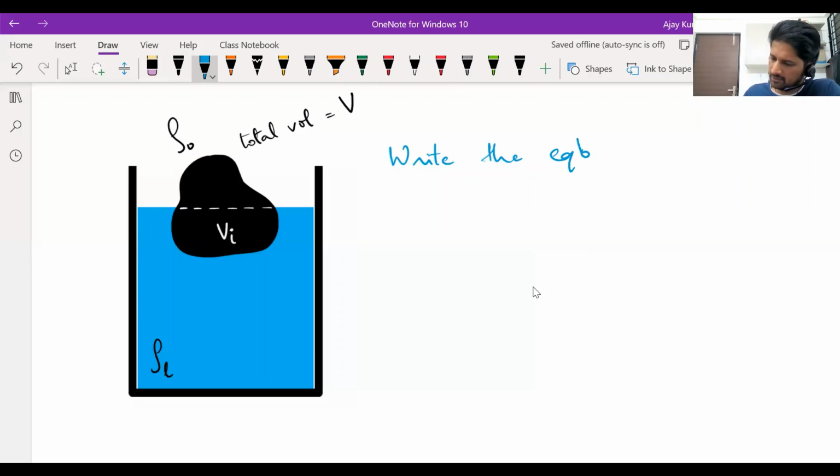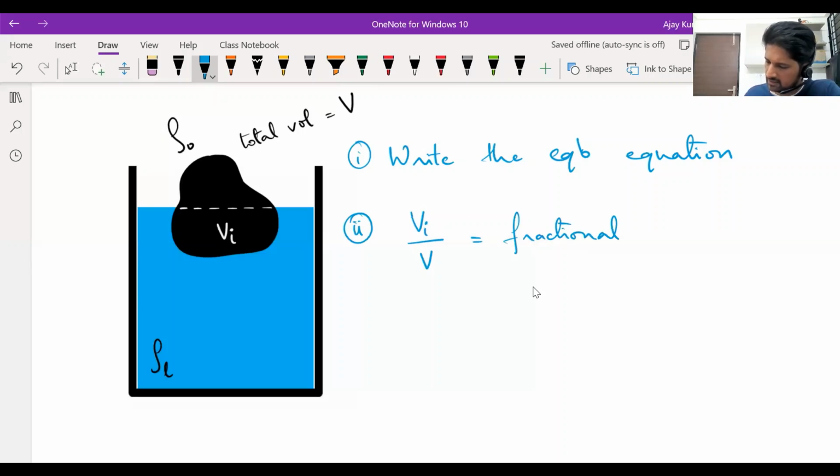Write the equilibrium equation. You know what forces are acting on it, no? Just balance them. That's the equilibrium equation. And based on that, derive the ratio Vi by V. How do they call this in questions? Vi is immersed volume, V is total volume, no? So this is called fractional volume immersed. Means what fraction of the volume is immersed in the liquid. Do this, all of you. I'll give you 2 minutes.